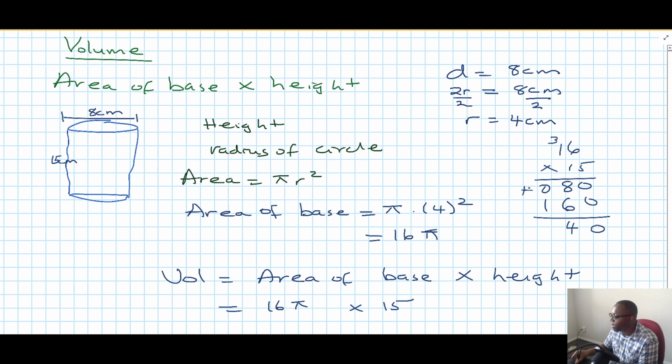We put a 4 here. Bring a 1 up here. 1 plus 0, 1. 1 plus 1, 2. So this is going to give us 240 pi cubic centimeters.